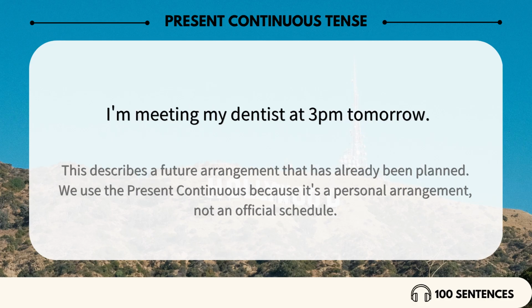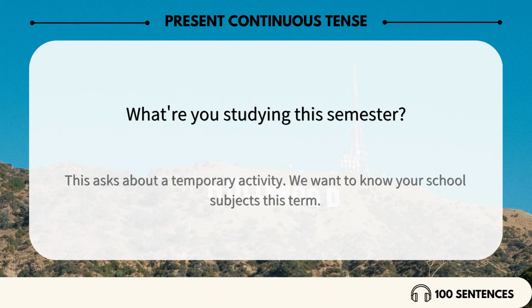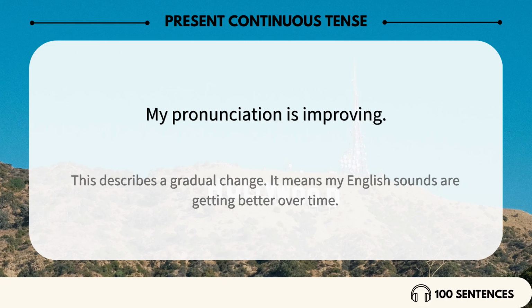I'm meeting my dentist at 3 p.m. tomorrow. This describes a future arrangement that has already been planned. We use the present continuous because it's a personal arrangement, not an official schedule. What are you studying this semester? This asks about a temporary activity. We want to know your school subjects this term. My pronunciation is improving. This describes a gradual change.